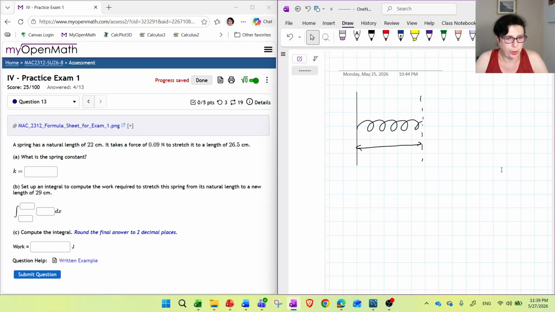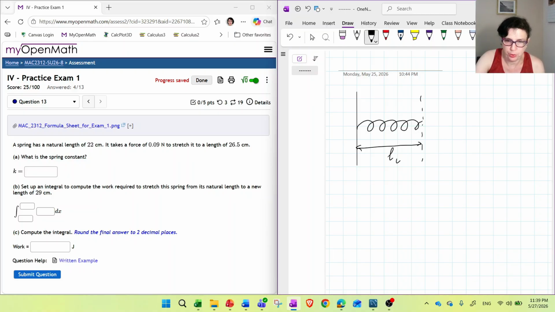In this example, we're going to look at an application of Hooke's law. Hooke's law tells you that, imagine you have a spring, and you are not touching it. So it's in what we call equilibrium. This is called the natural length of a spring. If you just leave it alone, it's going to have a certain length.